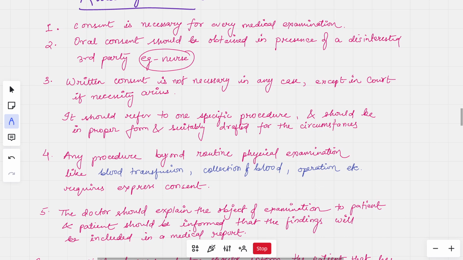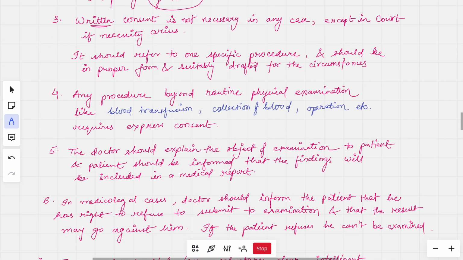Then the third point: written consent is not necessary in any case except in court if necessity arises. So written consent is not always necessary. It should refer to one specific procedure and should be in proper form and suitably drafted for the circumstances. It is not necessary unless you are expressing something in court, and that too in response to a specific procedure.